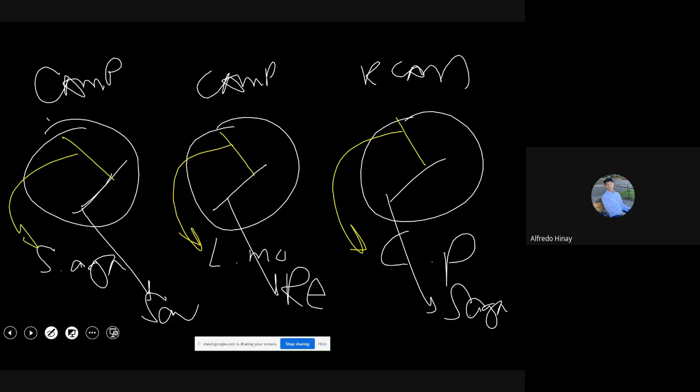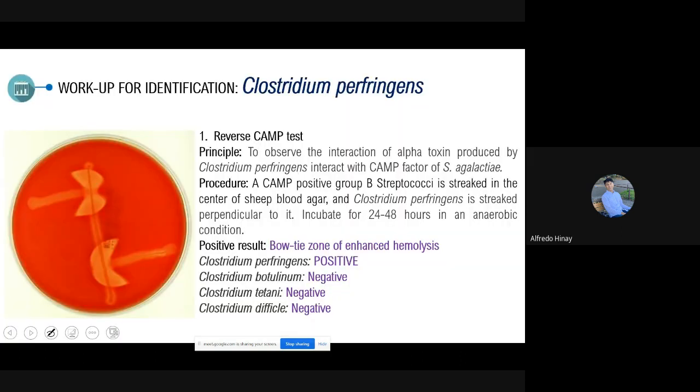For the positive result naman, class, you have your arrowhead formation. Okay, you have black type. And then you have your bow tie. So yun yung difference ng CAMP at saka reverse CAMP natin. I hope na hindi natin ito makalimutan, class. So, with the reverse CAMP naman, class, the positive result is bow tie zone of enhanced hemolysis and only your Clostridium perfringens is positive. The rest of your Clostridium is negative already.